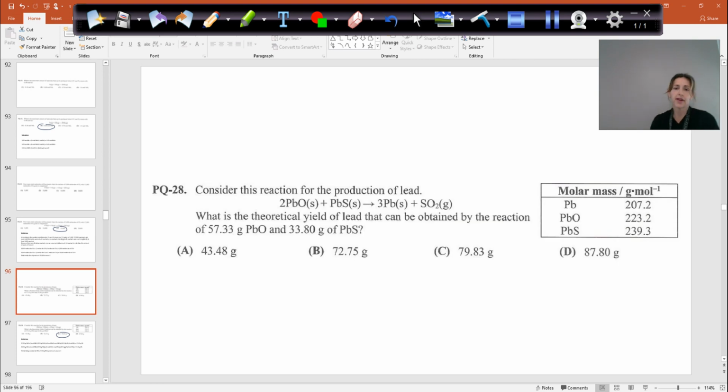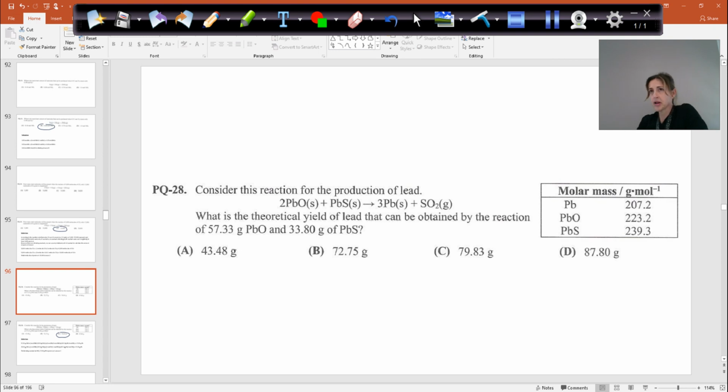Okay, so this is about as complex as it gets when it comes to stoichiometry problems. So we're given a reaction for the production of lead. What is the theoretical yield of lead that can be obtained by the reaction of 56.33 grams of PbO and 33.80 grams of PbS?